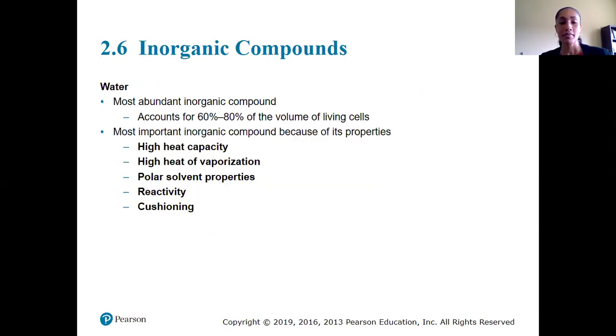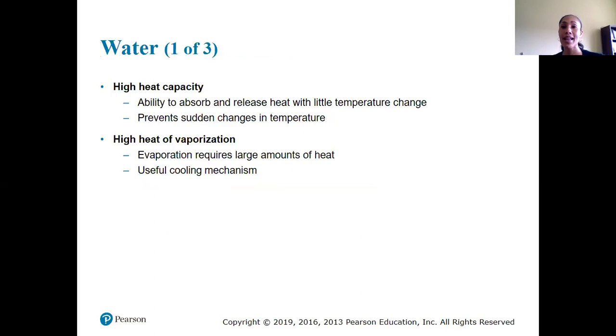All right, so let's talk about an inorganic compound called water. It's the most abundant inorganic compound, and for most living cells, it represents about 60 to 80% of the volume of the cell. There are some important features of water that we want to talk about. First, water has a very high heat capacity. What we mean by high heat capacity is that water is able to absorb a lot of heat and release a lot of heat with very little temperature change. This is beneficial to cells in our bodies because it prevents sudden changes in temperature.